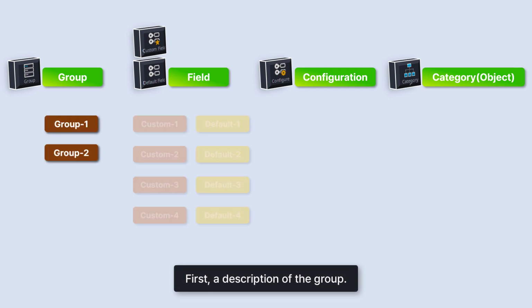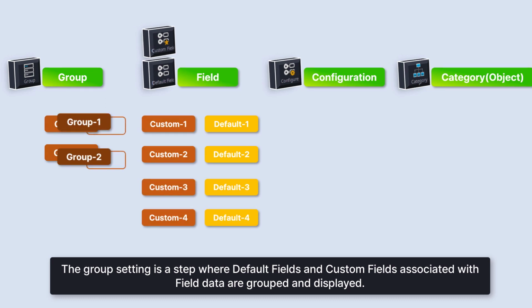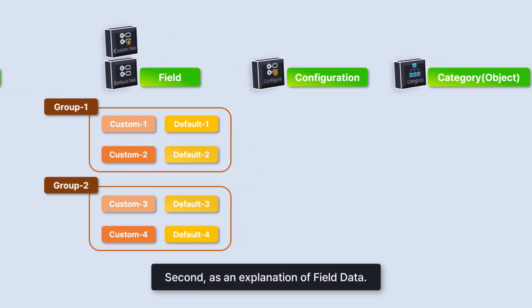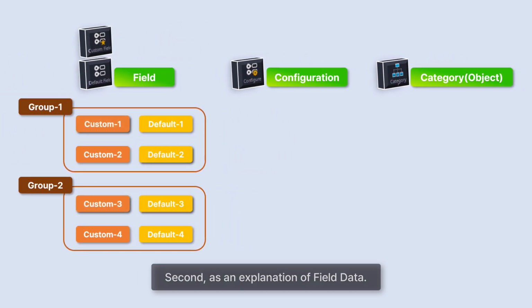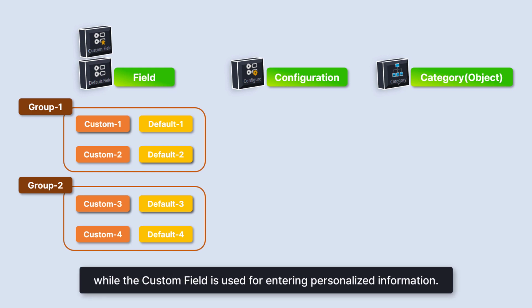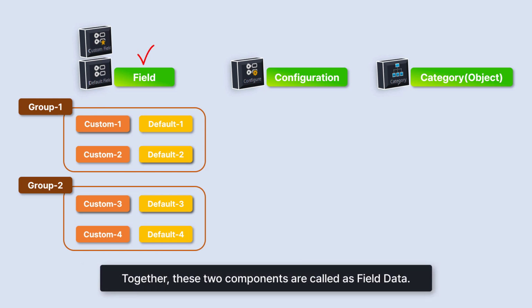First, a description of the group. The group setting is a step where default fields and custom fields associated with field data are grouped and displayed. Second, as an explanation of field data. The default field shows basic property information of an object, while the custom field is used for entering personalized information. Together, these two components are called field data.